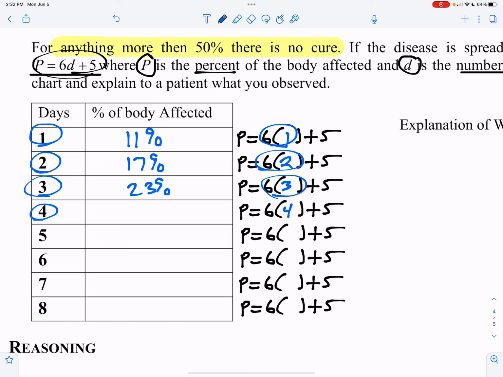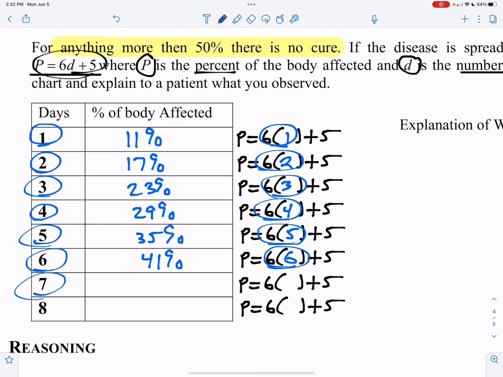On day 4, 4 times 6 is 24. Add 5 is 29% of the body is affected. Day 5, we're going to go 6 times 5 is 30. Add 5 is 35% affected. Day 6, we're going to go 6 times 6 is 36. Add 5 is 41%. On day 7, we're going to go 6 times 7 is 42. Add 5, we're at 47%. And on day 8, we are at 6 times 8, which is 48, plus 5, which is 53%.